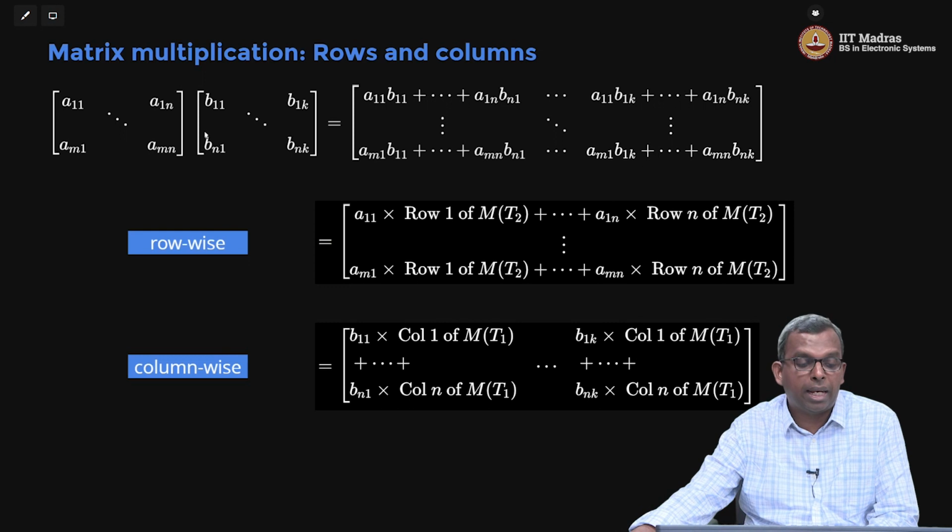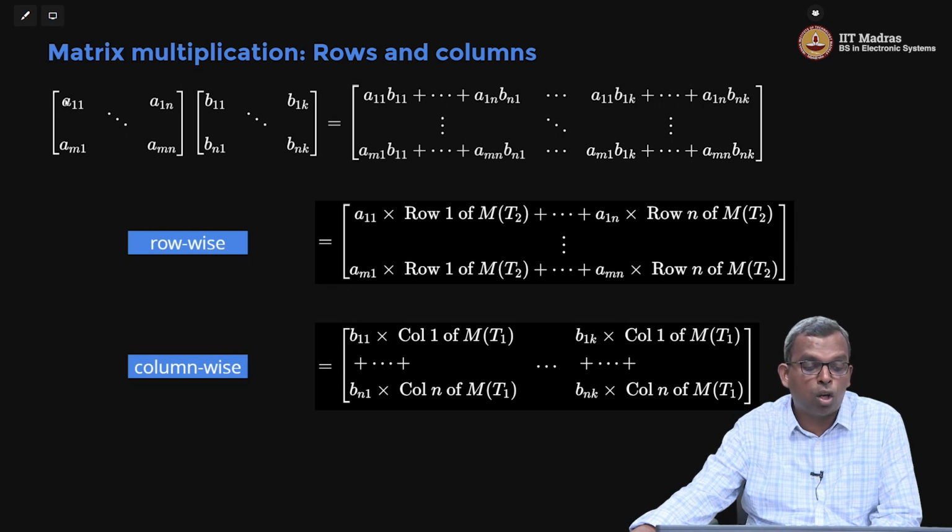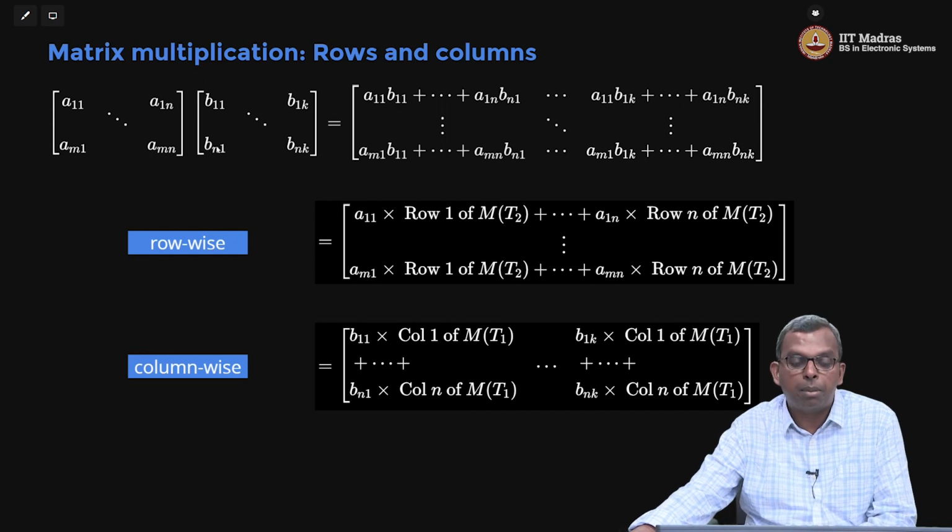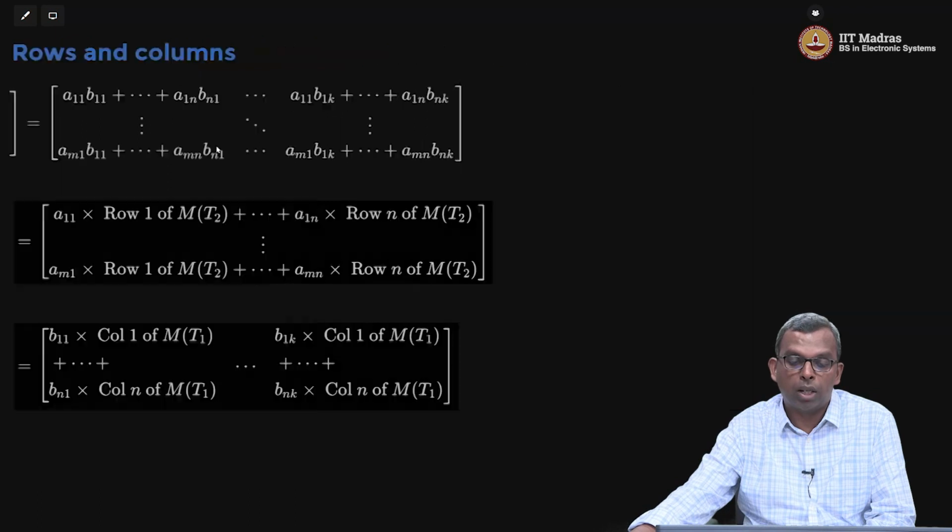So this is how you multiply. Again, the condition is important. Number of columns of the first matrix on the left should match the number of rows of the second matrix on the right. Only then multiplication is feasible. Okay.